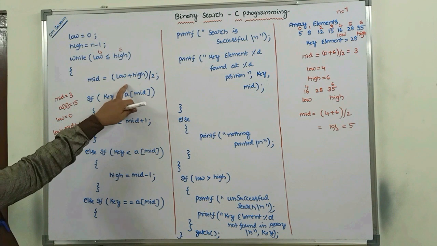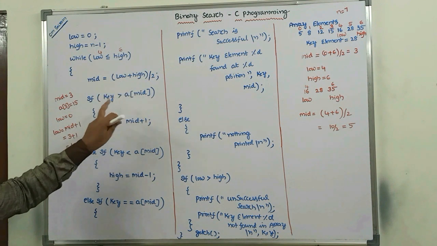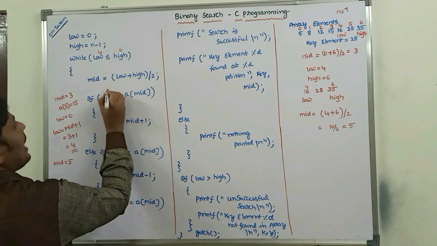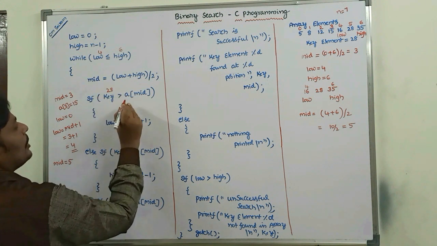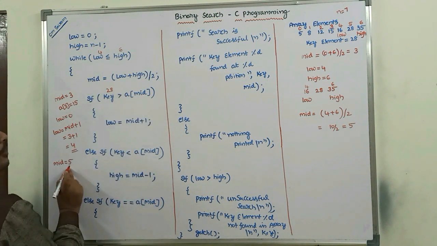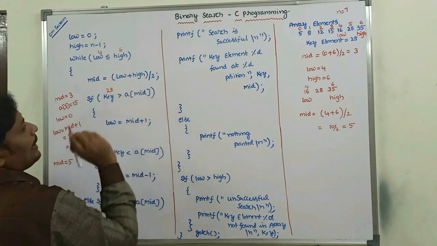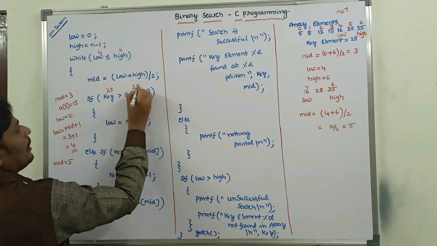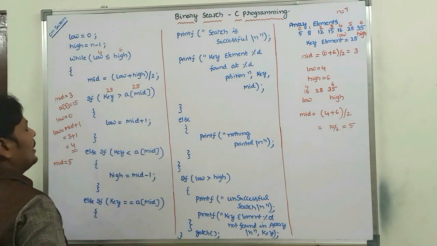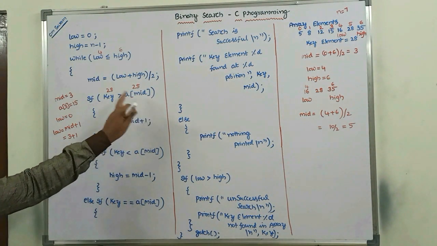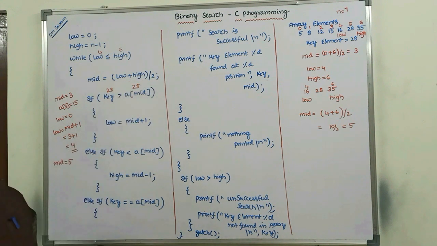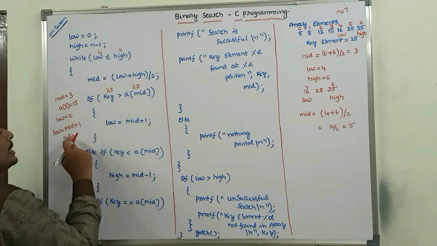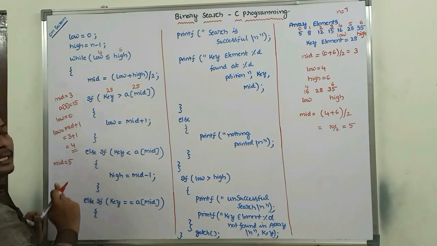After calculating the mid value, now we are checking this condition. What is the key value? 28. And a of mid, where mid is 5, so the a of 5 element is 28. So 28 greater than 28. This is false. Whenever this condition is false, then go to the else if block.